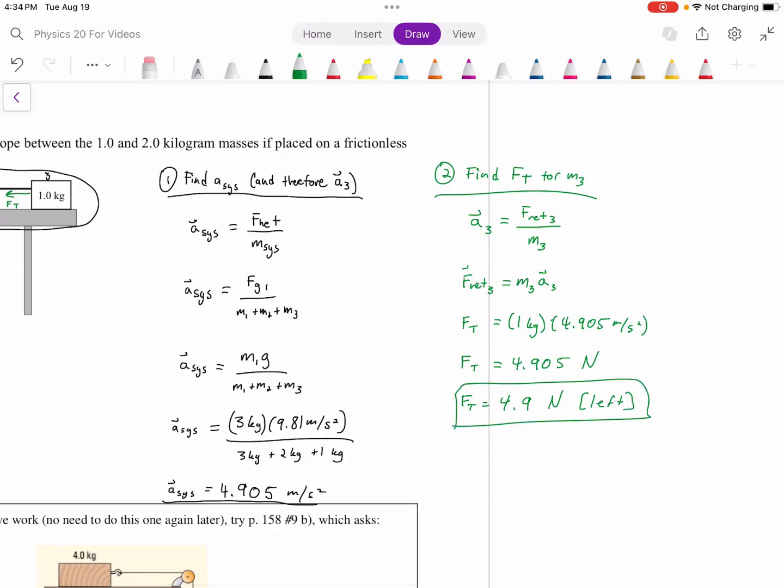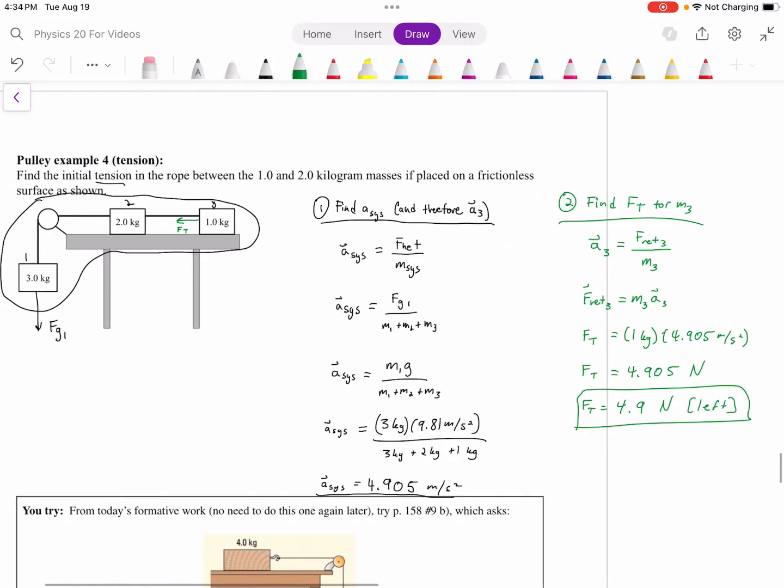But there we go. Notice that's not the whole net force. Again, it couldn't be the whole net force because if that much force was acting on just a 1 kilogram mass, its acceleration would be a lot bigger than 4.905. It would be 1 kilogram times 3 times 9.81. So we can tell that that total net force on the system is not acting individually on each mass. It's spread out. So we just found the portion of that net force that is responsible for accelerating this 1 kilogram mass here. It's the tension in that rope. All right, there we go.